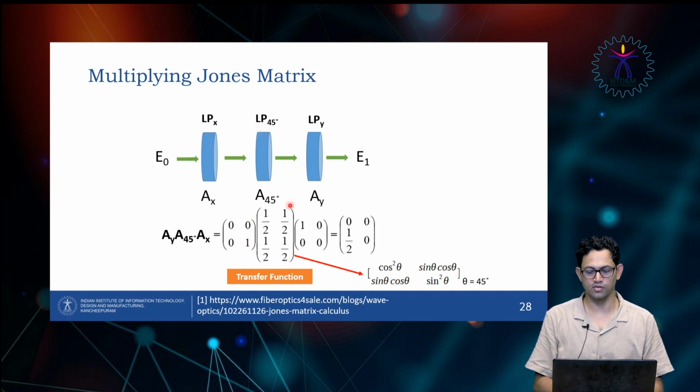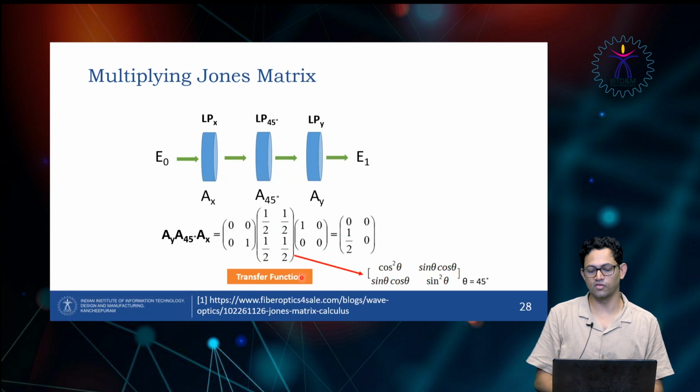LP of 45 is given by either taking half outside and writing 1, 1, 1, 1, or you can put one half, half, half, half, and then you have the horizontal polarizer, that is 1, 0, 0, 0. If you multiply all three together, you get 0, 0, half, and 0. This is the transfer function that I am trying to get. The transfer function is a very well-known term in control systems, but it is also used in optics. So your transfer function becomes 0, 0, half, and 0.